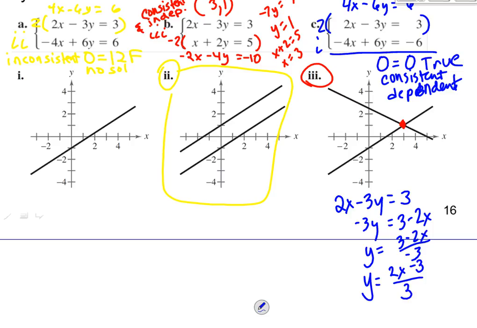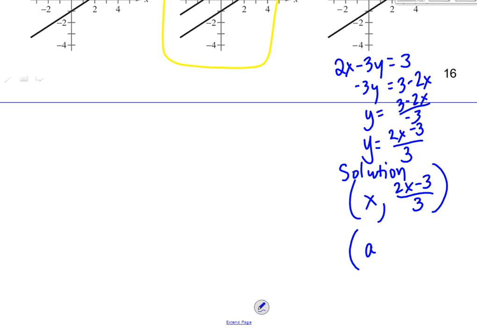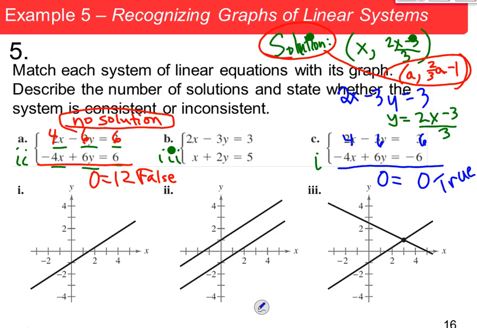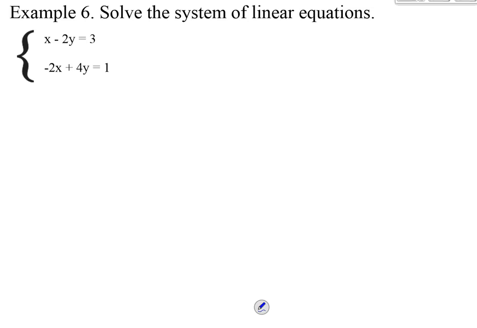over 3. And then I can write my answer in a very general way as an ordered pair. So my solution here would be x comma 2x minus 3 over 3. Sometimes the book authors will write that as a comma, and then 2/3 a minus 1, kind of putting that together. Either answer would be fine with me as you go through this. Then the next problem is the one we just went through.